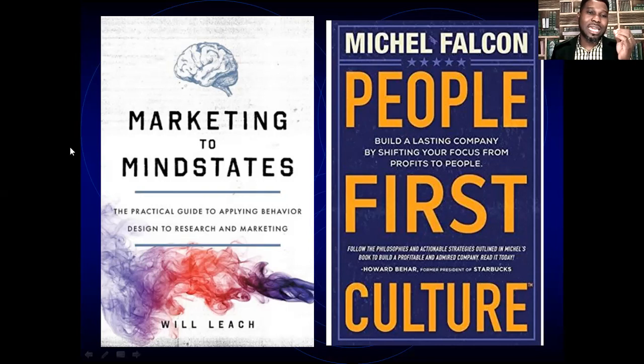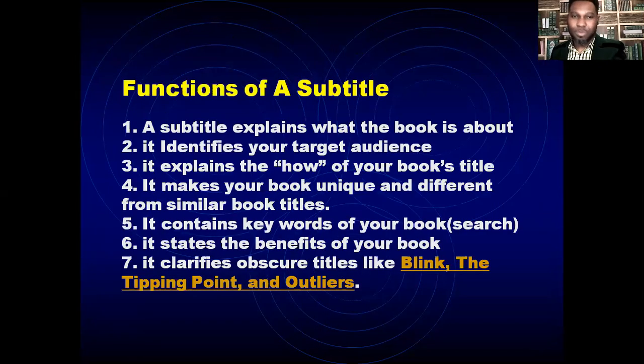So the subtitle now reveals the content of the book: the practical guide to applying behavior design to research and marketing. Practical guide to applying behavior design to research and marketing. So now I understand what the book is about. But if I want to write search words for this book, I have the word research in the subtitle. I have behavior. I have marketing. So this could help me get search words.